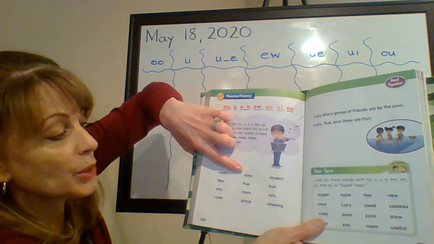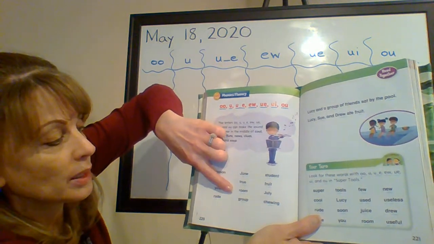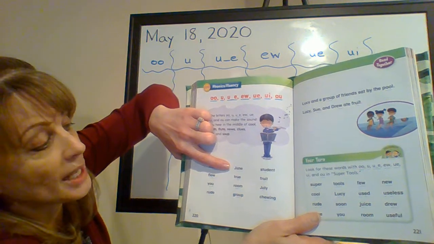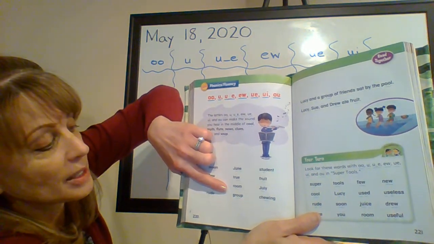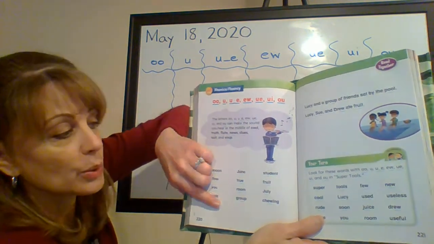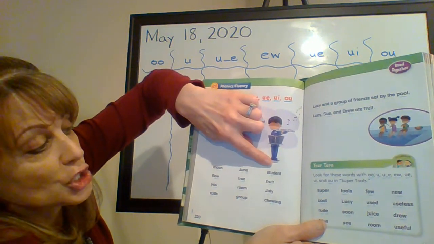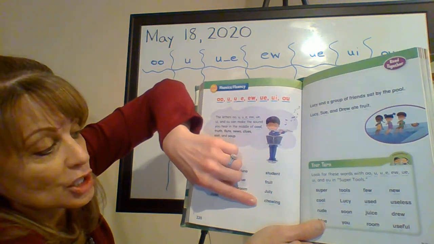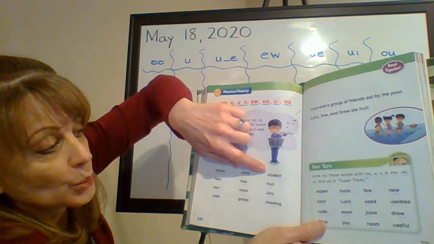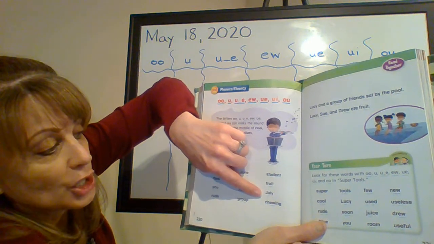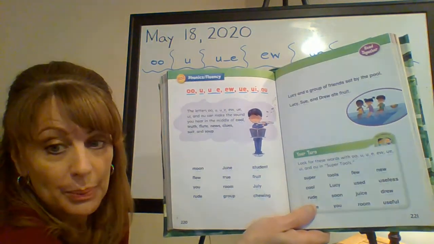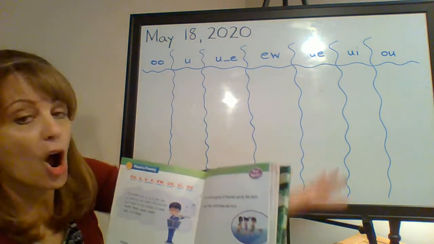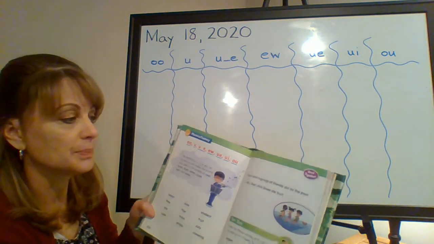Then we have June, true, room, group. We have the U consonant E, the U-E, the O-O, and the O-U. And then we have student, fruit, July, and chewing. We have the U, U-I, U, and E-W. It's crazy, but you can see all the different combinations.